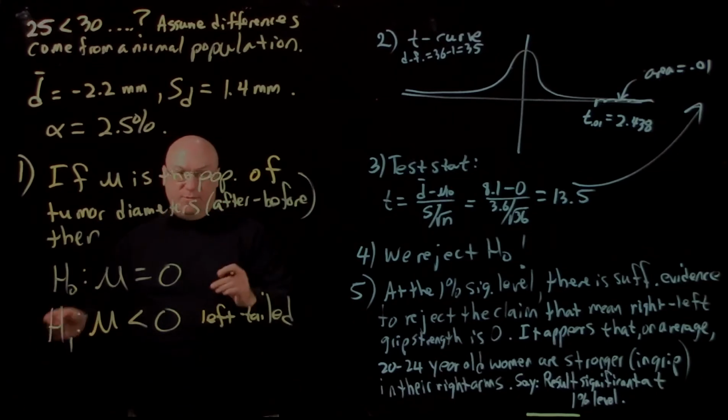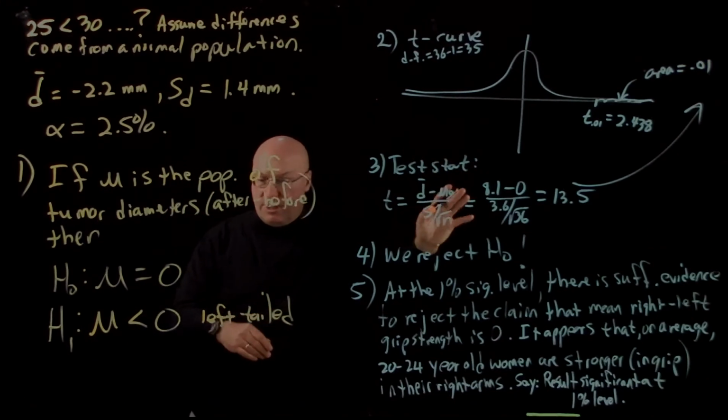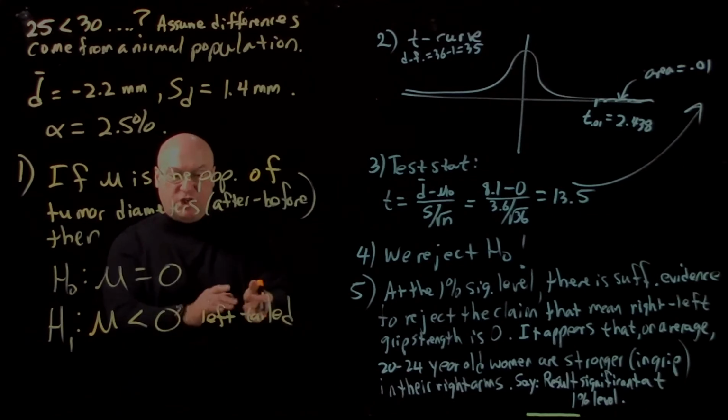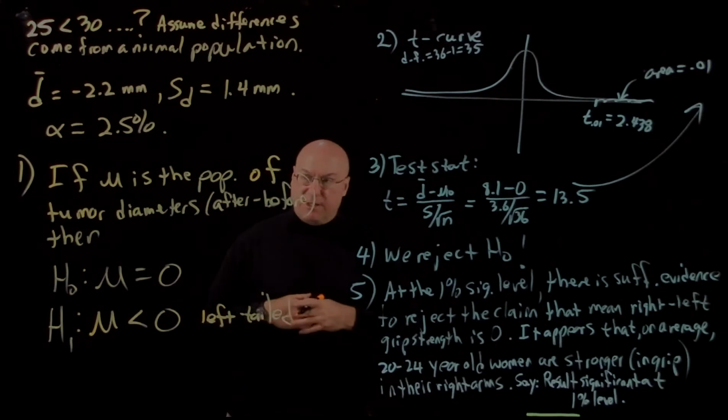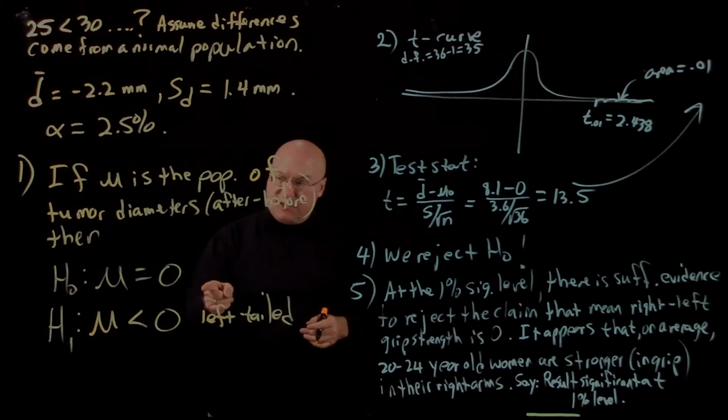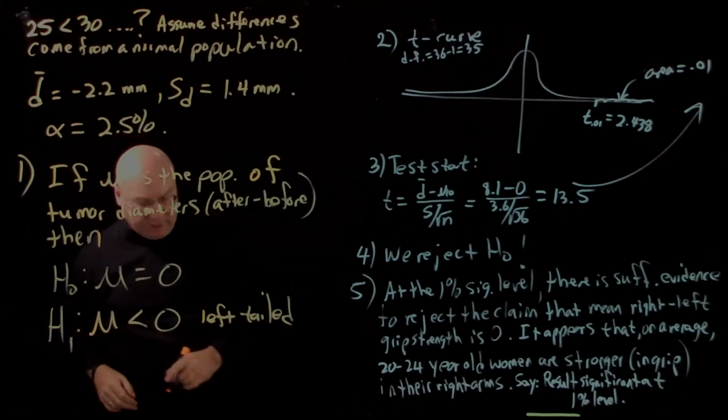And of course, we could have done it the other way around, just like in this problem over here that we just did. It would change whether we're doing a left-tailed or a right-tailed test. But the way we have it set up, this is good and solid, and we can go forward. All right.